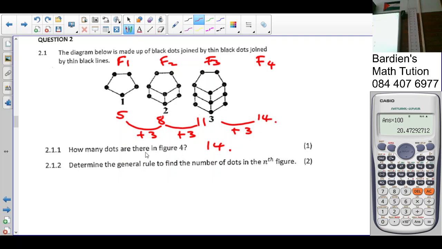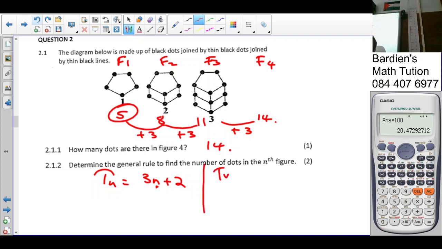So what do I notice? What am I adding all the time? We're adding 3. So Tn is equal to 3n. But this is term 1, so n is 1. 1 times 3 is 3 plus 2 is 5. Let me check if it's correct. This is term 2. 2 times 3 is 6. Plus 2 is 8. The next one, this is term 3. 3 times 3 is 9. Plus 2 is 11. Which is correct. That's one way of doing it.